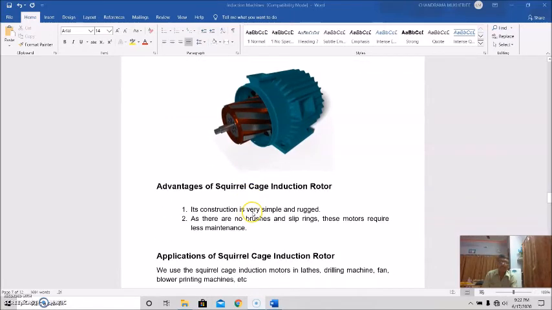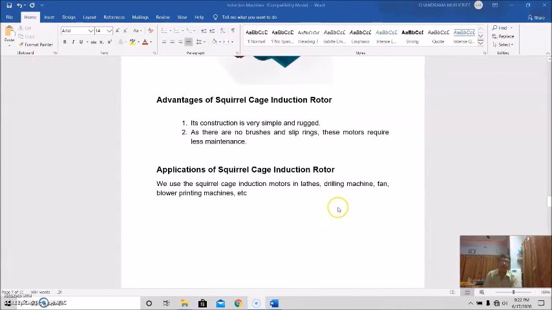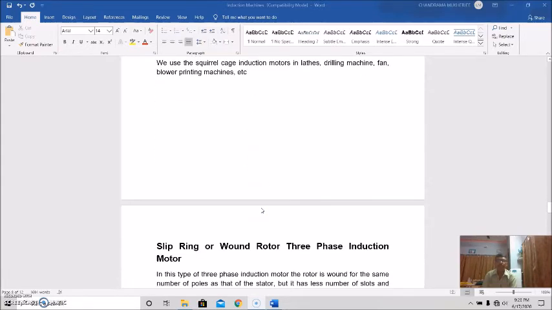Now, what is the advantage? The advantage of this squirrel cage induction motor is the construction. As I told you, it's very simple and low cost, and there are no brushes or slip rings, and these motors require less maintenance. Where is it applied? It is applied in lathes, drilling machines, hand blowers, printing machines, and many more. So the list of applications is not very limited. It's a very wide application area.